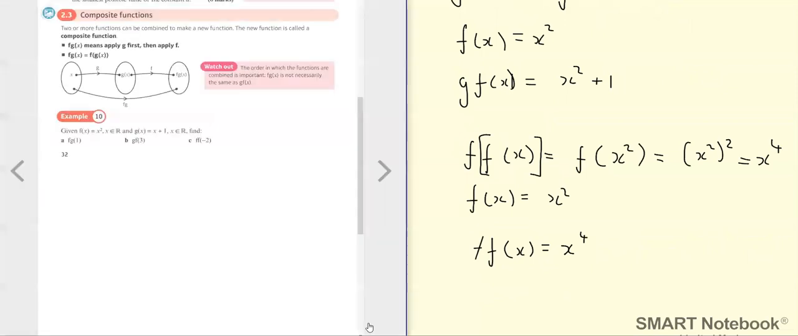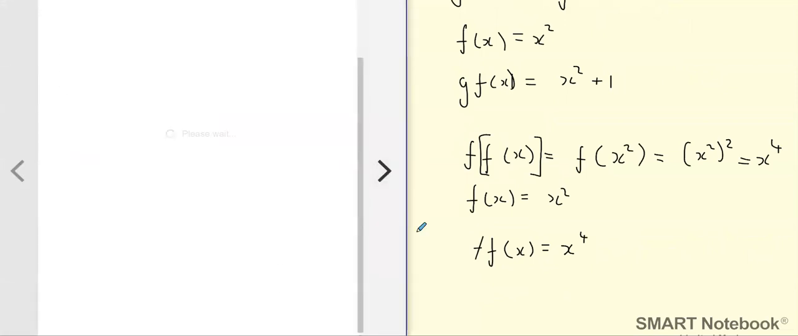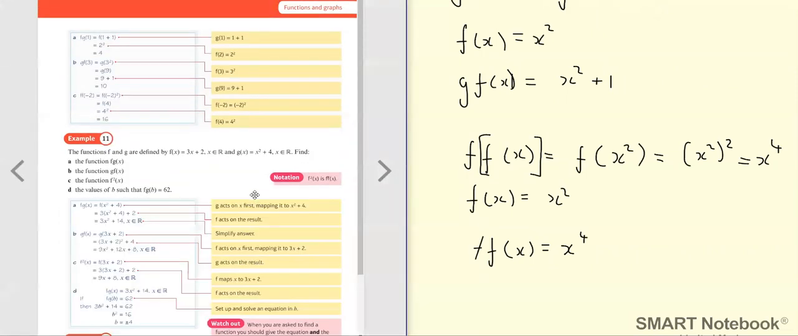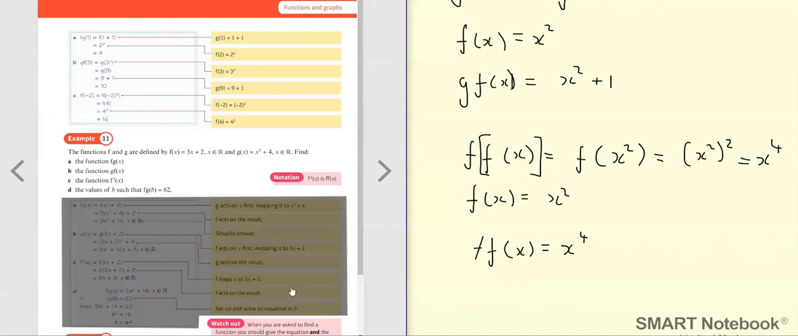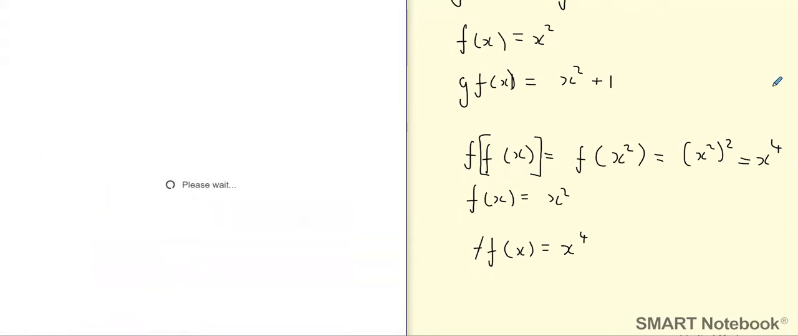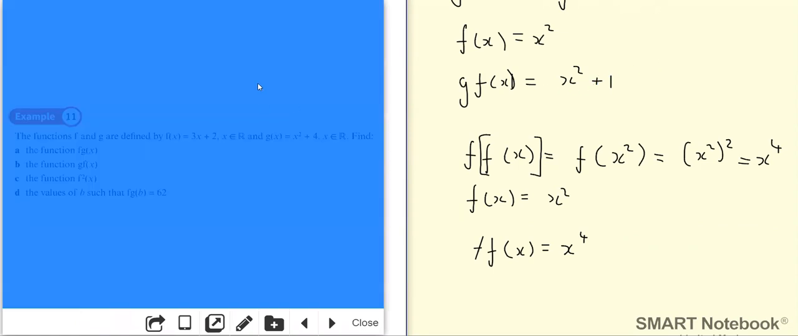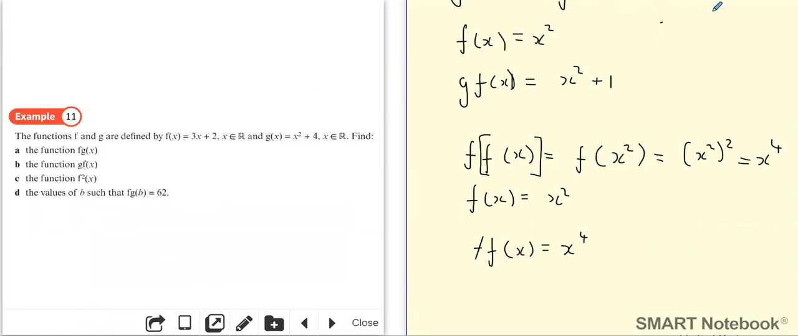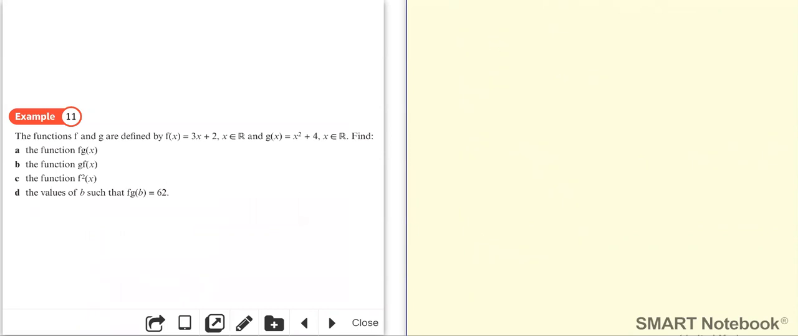Right, okay, so you understand that. Any questions there? Right, here's the next question that I'd like you to have a go at. Keep sending your answers through as soon as you're done.